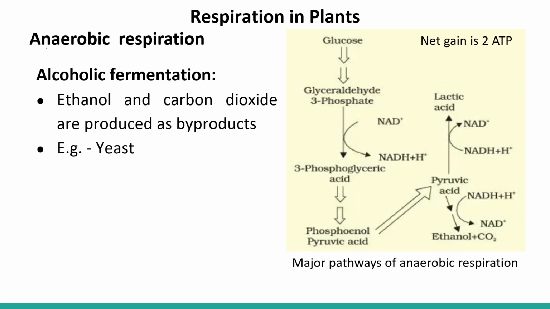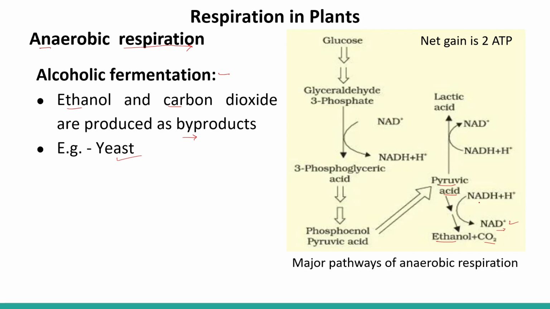Now first let's talk about anaerobic respiration. Anaerobic respiration is of 2 types. The first one is alcoholic fermentation and the second one is lactic acid fermentation. What happens during alcoholic fermentation? Pyruvate is converted into ethanol and carbon dioxide, which are produced as byproducts. An example of an organism where alcoholic fermentation takes place is yeast, which is a unicellular eukaryote.